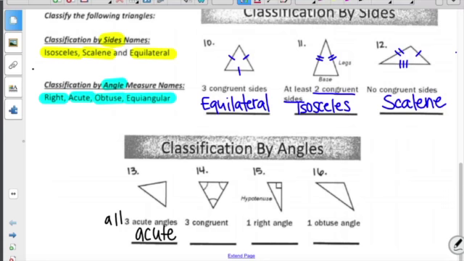Number 14, again, we are looking at our matching mark, so we can tell that all 3 of those angles are congruent or the same. So that would be our equiangular.